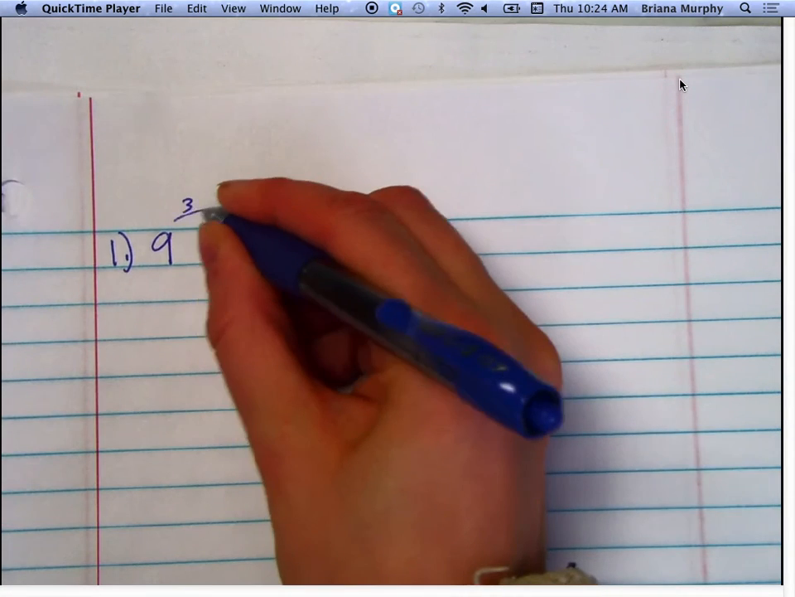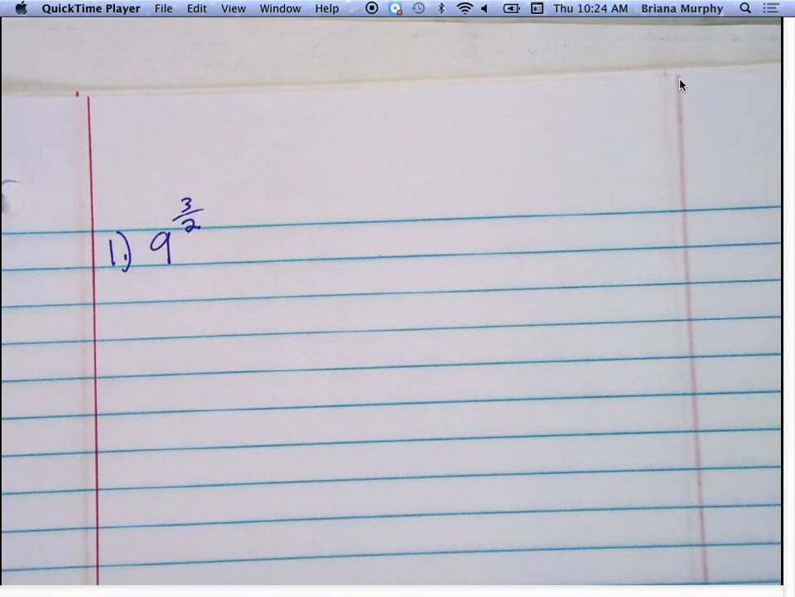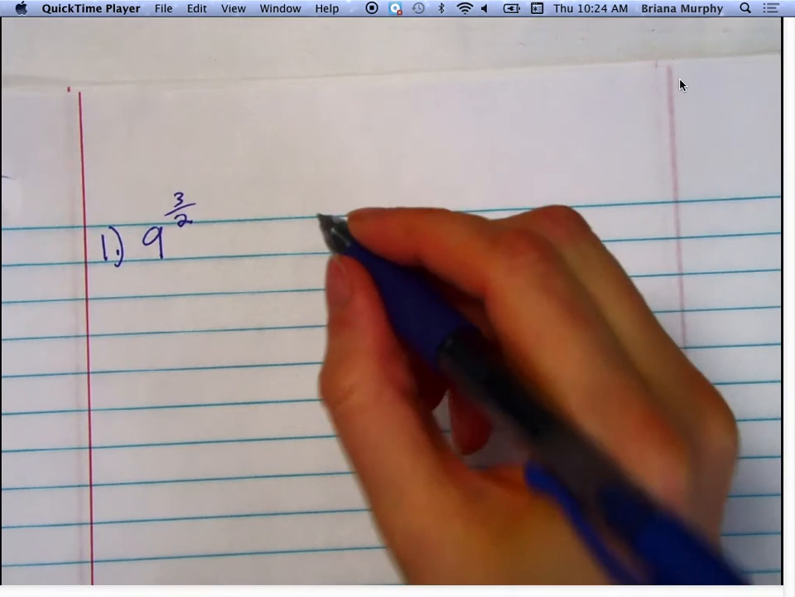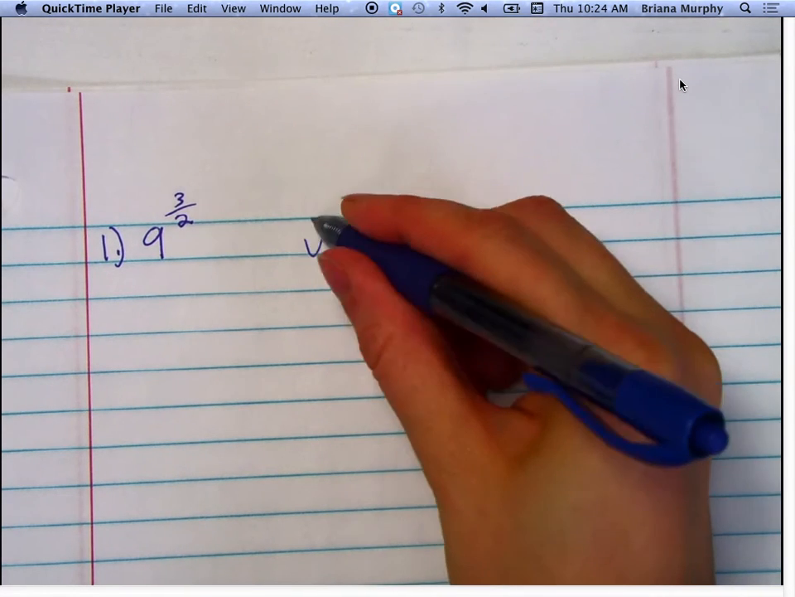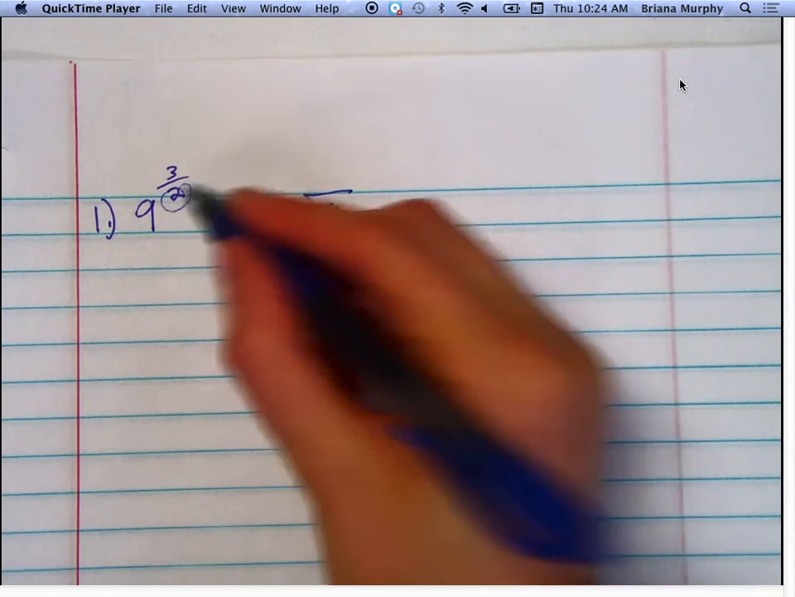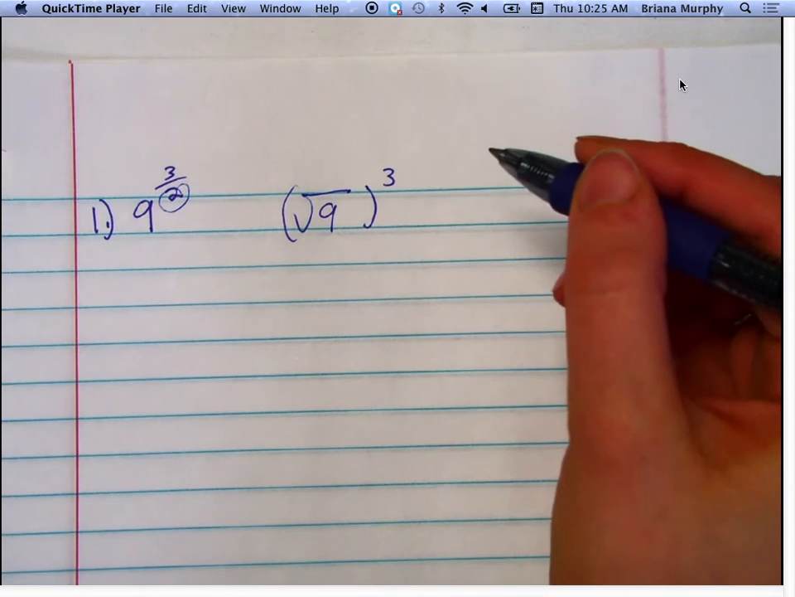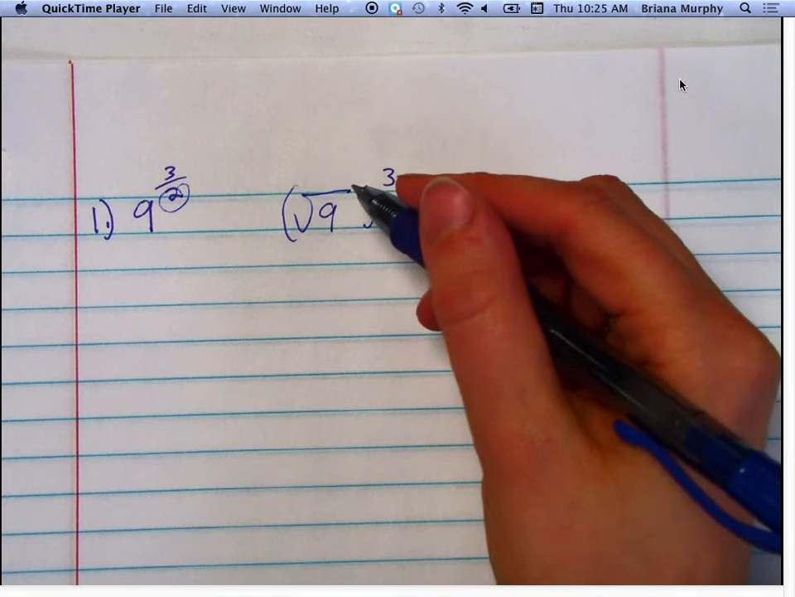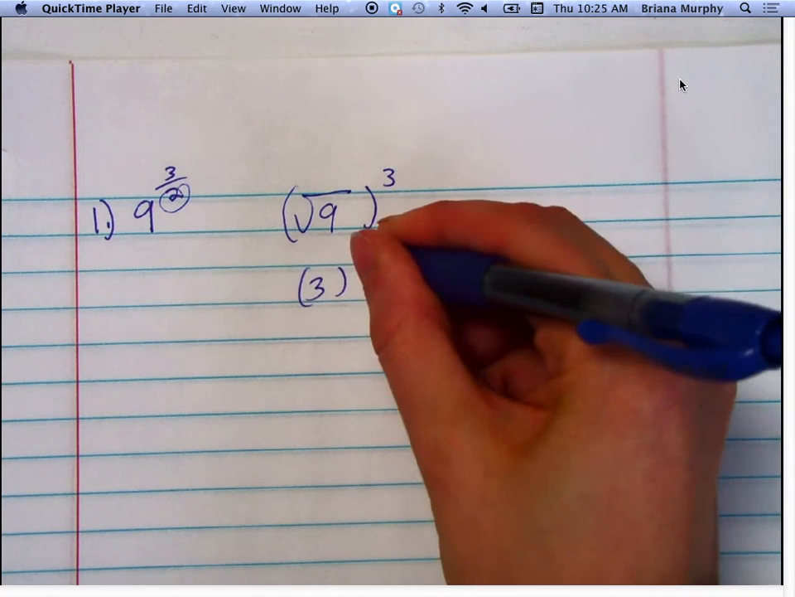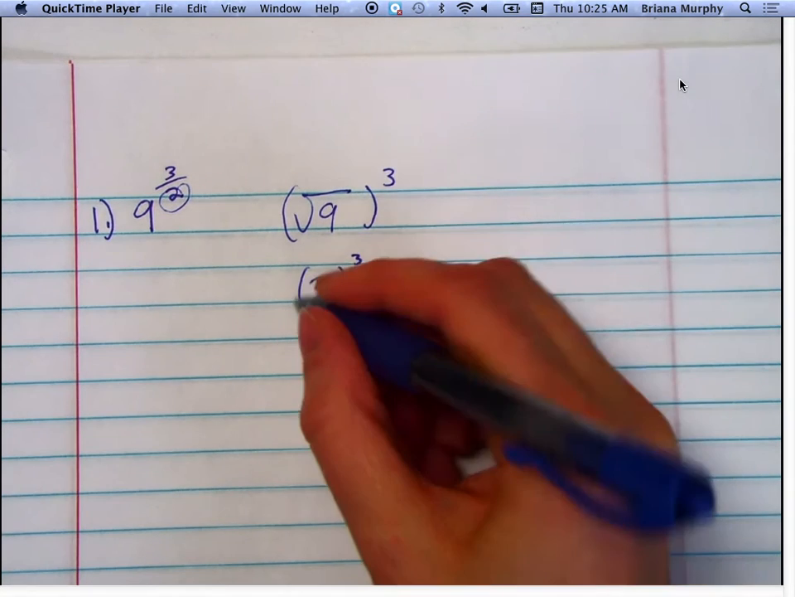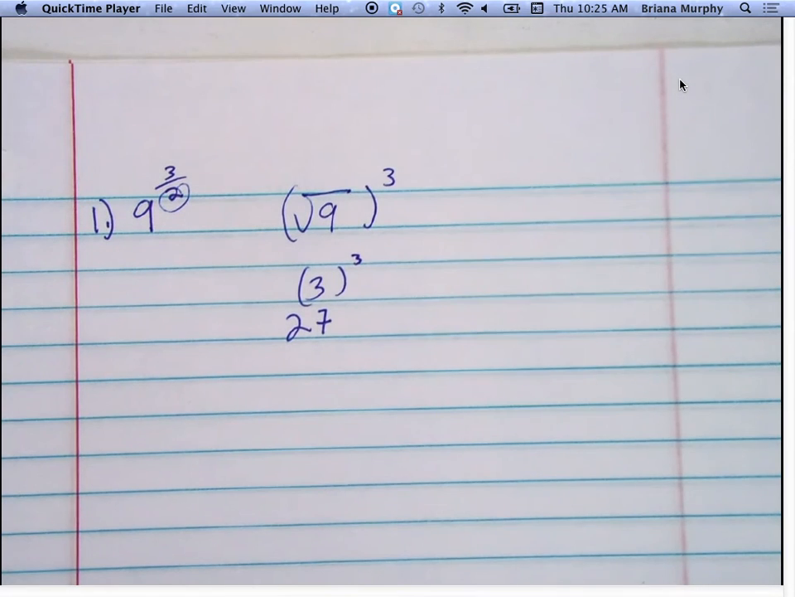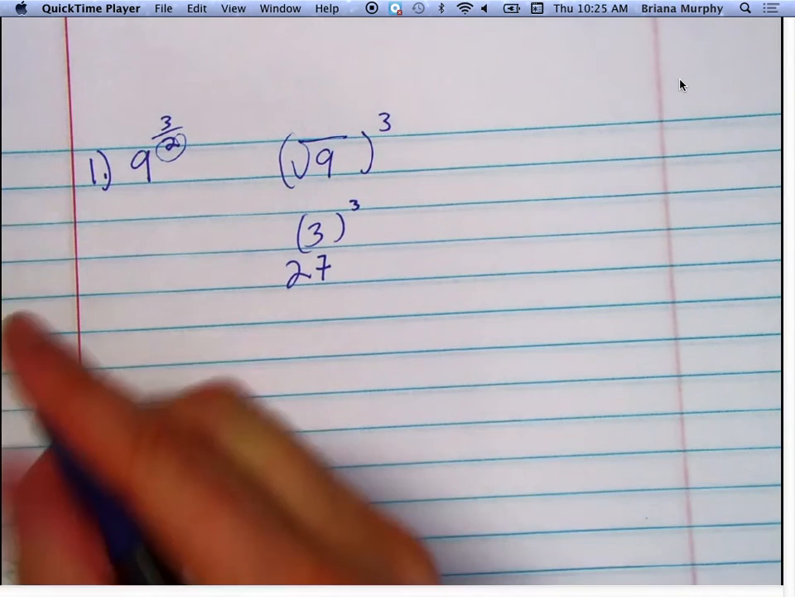9 to the 3/2. What would that look like in radical terms? It's something squared, right? So it'd be the square root of 9, right? Because the bottom tells me what kind of root it is. And what does that 3 tell me? It tells me it's positive, to the 3rd. Okay, so what's the square root of 9? What's 3 to the 3rd? 3 times 3 times 3? Good. Okay, let's try another one.